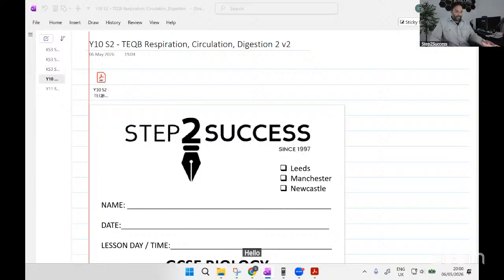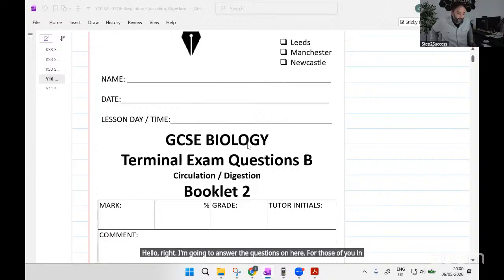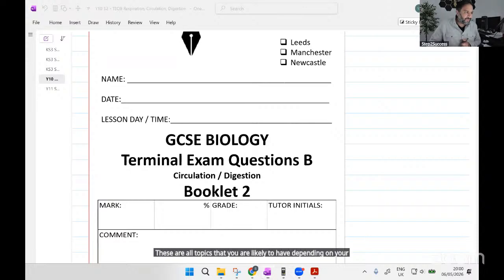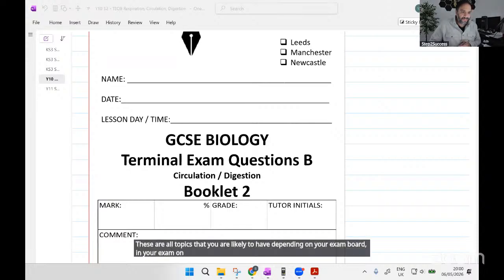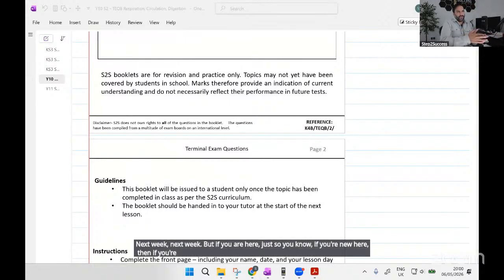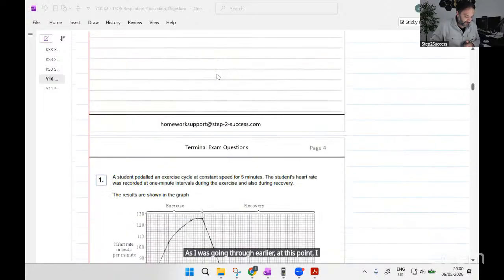Hello. Right. I'm going to answer the questions on here. For those of you in year 11 that might be here, these are all topics that you are likely to have, depending on your exam board, in your exam next week. If you're new here and you're in Key Stage 3, then you want to join between 7 and 8 and ask any questions on the homework that we set. As I was going through earlier, at this point I will be mainly focusing on the Year 10 and Year 11 students.